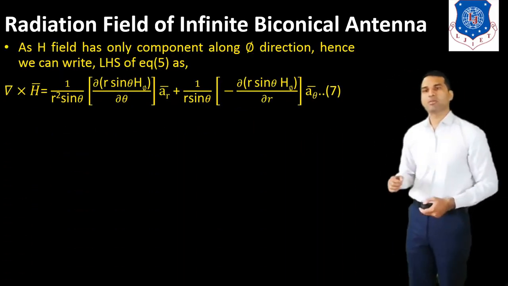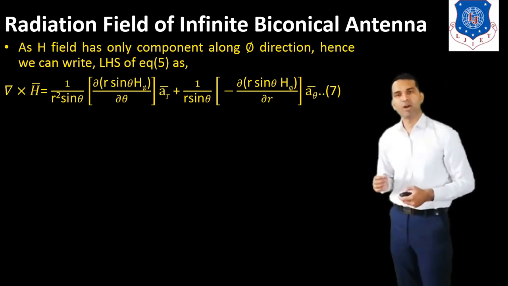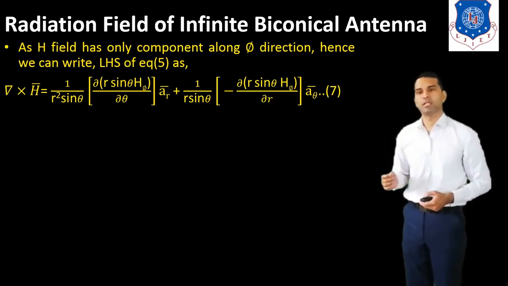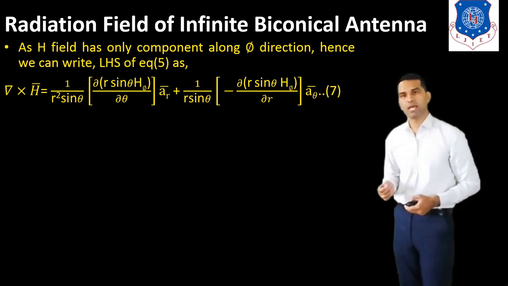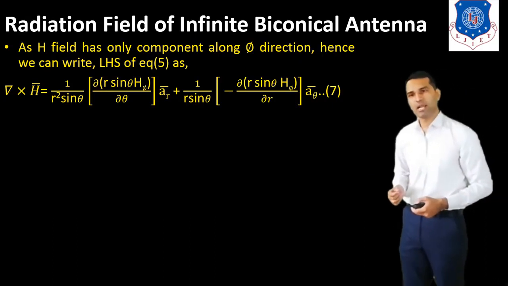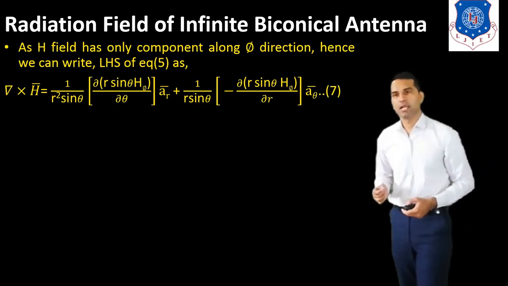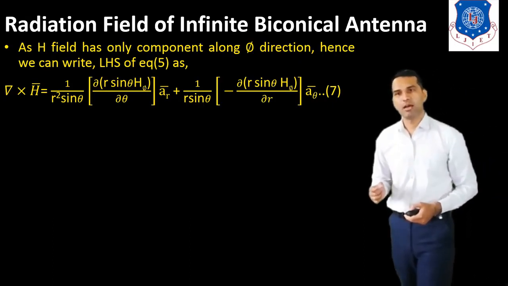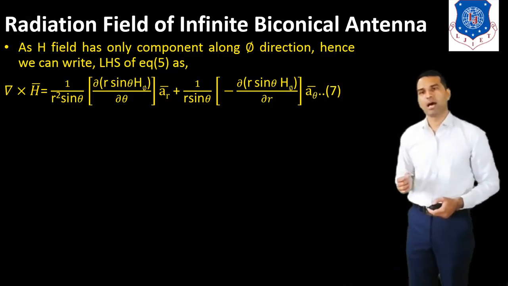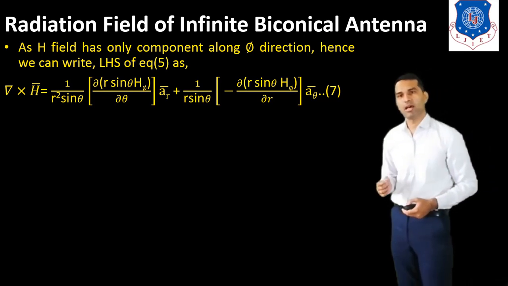As the H field has only a component along the phi direction, we can write the left hand side of equation number 5 as del cross H is equal to 1 upon r square sin theta del by del theta of (sin theta H phi) a r plus 1 upon r times minus del by del r of (r H phi) a theta.